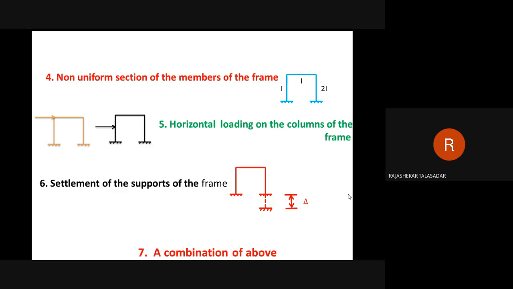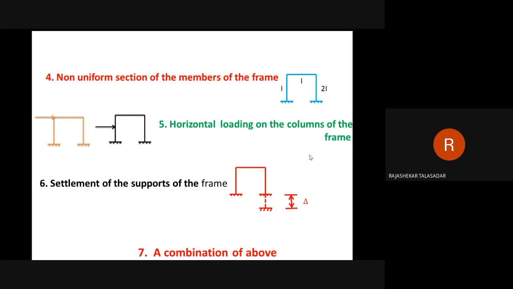So the last reason is a combination of the above. What is a combination of the above? Means 2-3 reasons may be there. Supports may be of different conditions, I may be different, lateral loading may be different, unsymmetrical vertical loading may be there. Out of the 6, 2 or 3 combinations may be there. That is called a combination of the above cases.